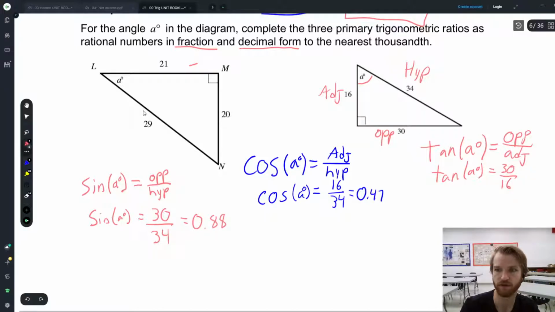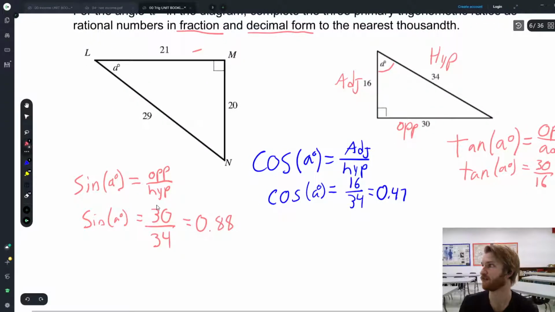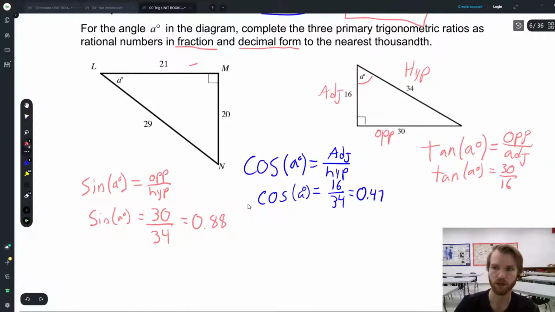Now you'll notice in this one that the top is bigger than the bottom. That happens sometimes when we're doing the tangent ratio. Don't confuse yourself and then switch them. Just because the top is bigger than the bottom doesn't mean that you've done it wrong. Sometimes people switch them just because they think that. So just be careful. That does happen sometimes, and that's okay. Then lastly, we would say 30 divided by 16, and we would get 1.875. 1.875 is our decimal form of this.